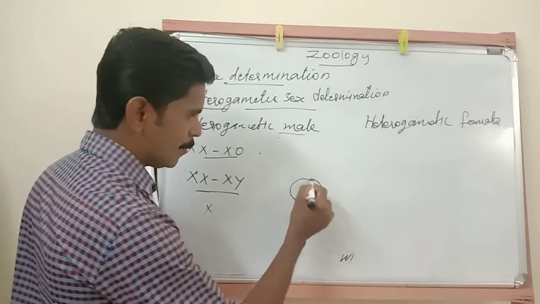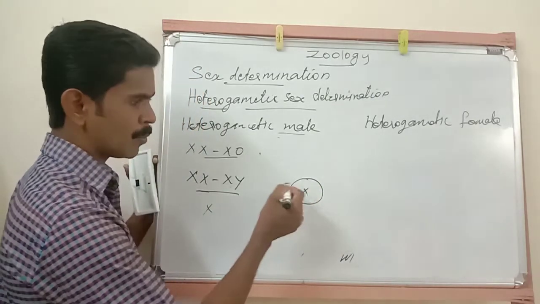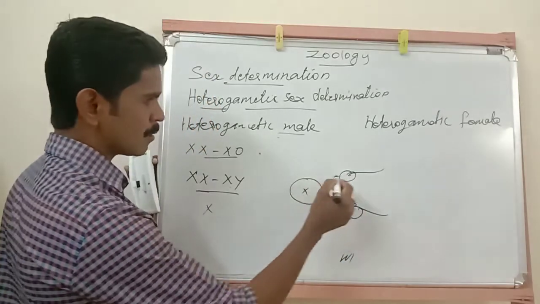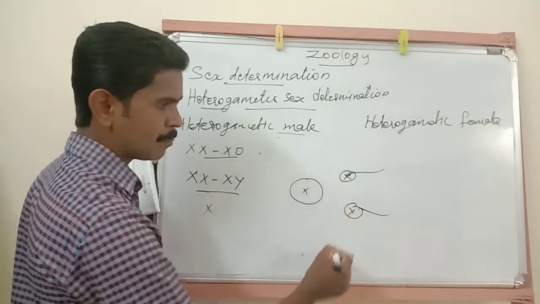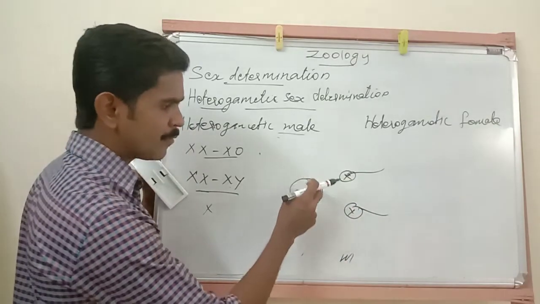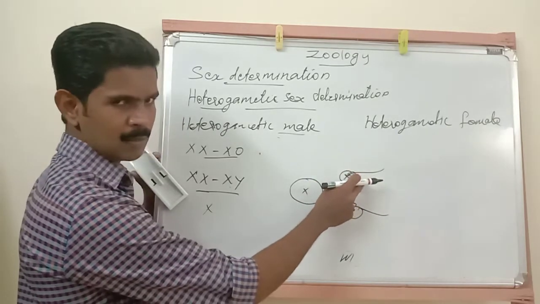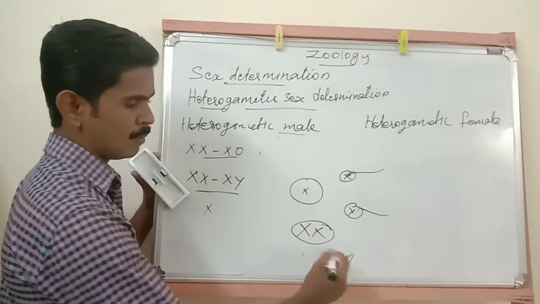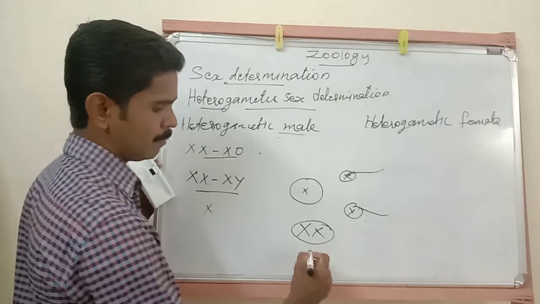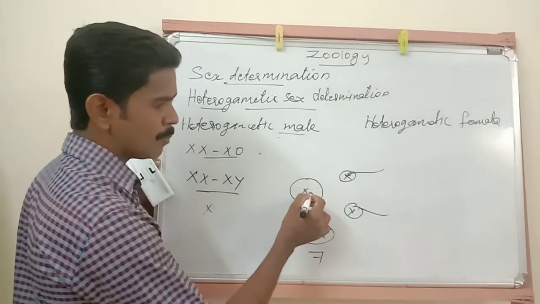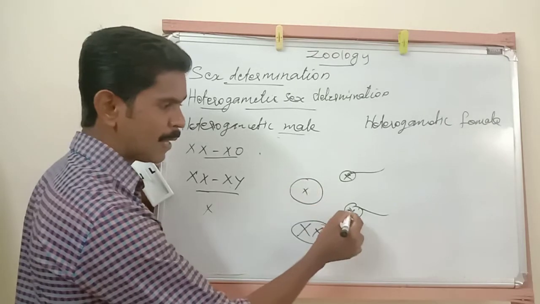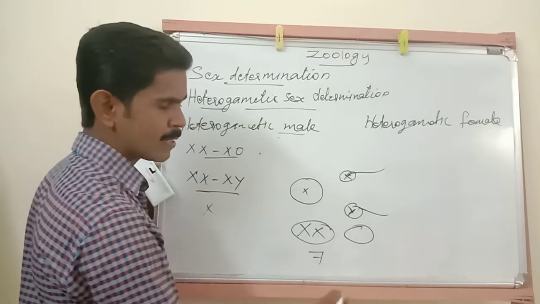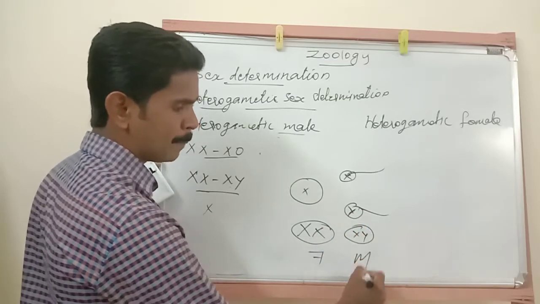So just imagine it's an egg. Already only X chromosome is there in the egg. Just imagine it's the sperm and this is another sperm. This sperm bears X chromosome and this sperm bears Y chromosome. When this egg is fertilized by the sperm carrying X chromosome, it will become a what embryo? Female. Then suppose this egg is fertilized by this sperm carrying Y chromosome. So the young organism is in what condition? XY type. So it is a male.